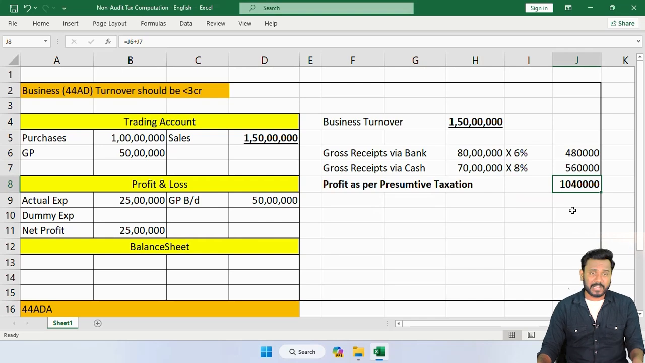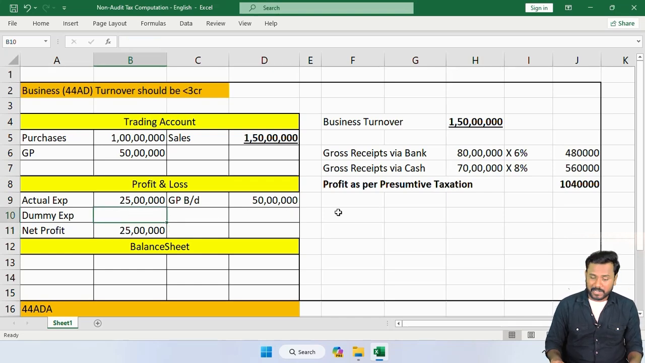You know what happens in the outside market? Just to satisfy the client, most of them, not everyone, a few consultants will do that. They will take the profit as per the books of accounts, 25 lakhs. So they will prepare a dummy profit and loss account by adding additional expenditure of 14 lakhs 60,000. So whenever you add additional expenditure, the profit will be reduced.